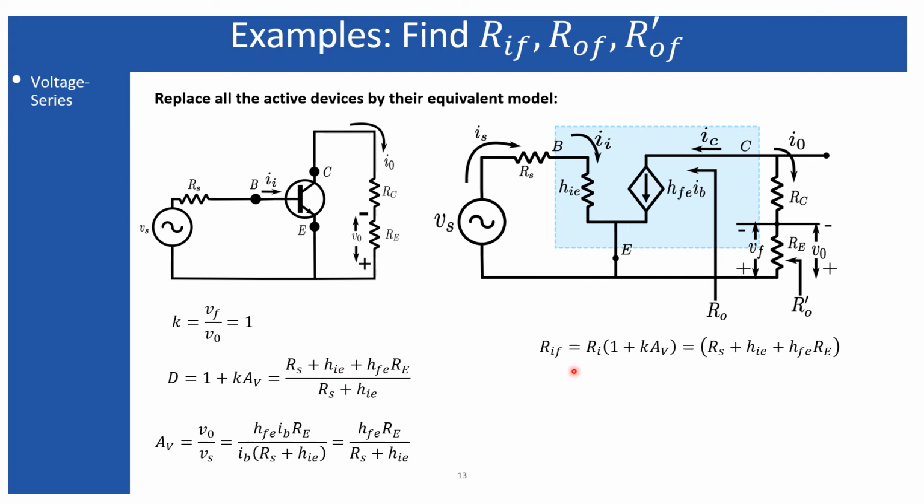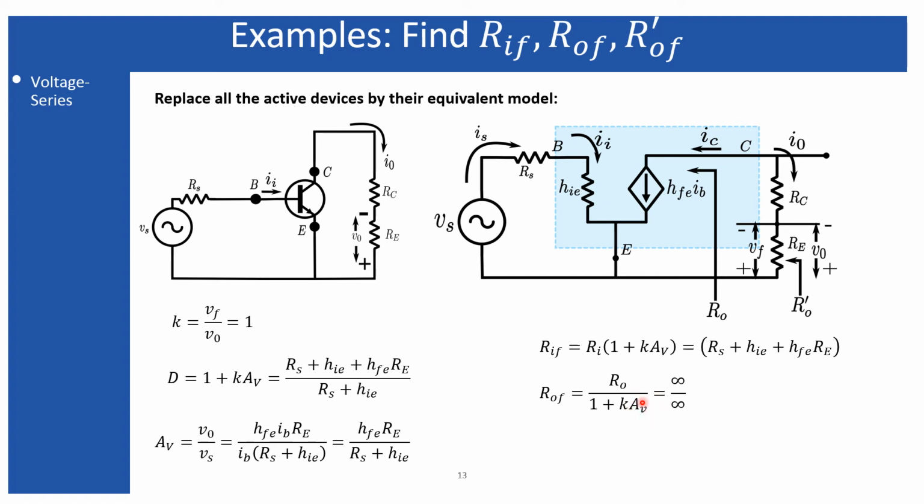This is the expression for the input impedance, and we know the input impedance must be increased due to the series mixing. So in case of voltage series, the input impedance must be increased, and it increases by 1 plus K times A capital V, the desensitivity factor, and the final expression takes this form. Now the output impedance Rof. Now what is this Rof? This Rof is equal to Ro divided by 1 plus K times A small v.